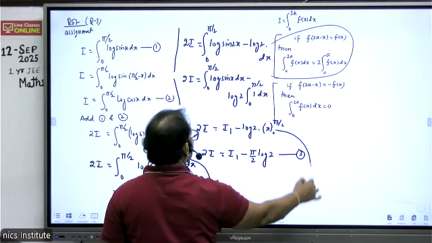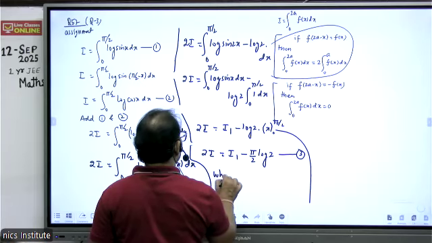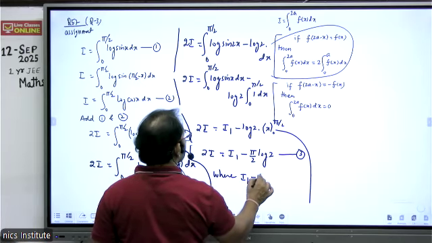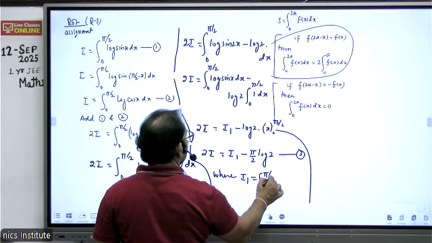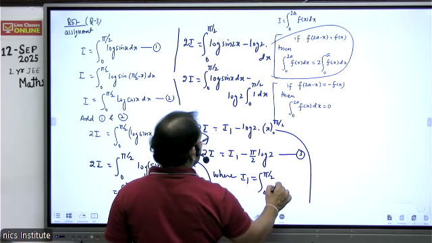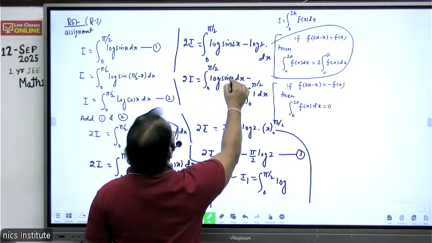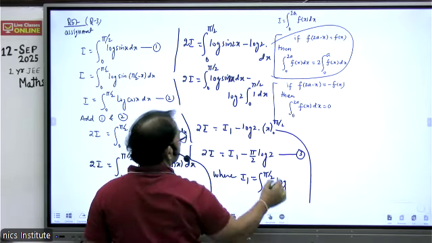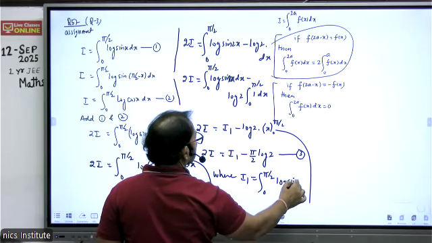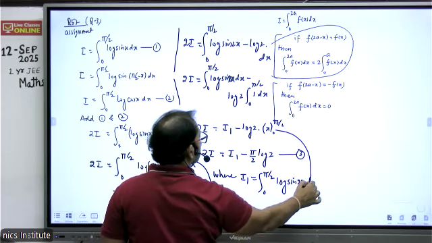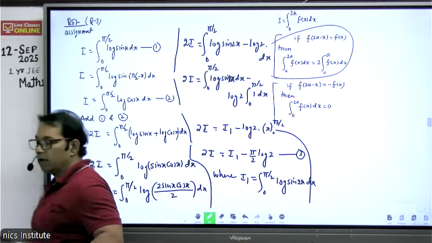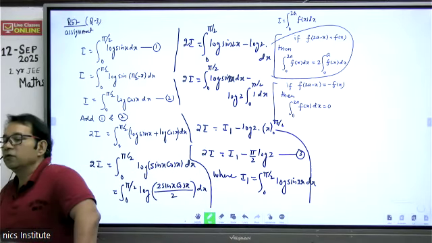Equation 3, where I1 is the integral from 0 to pi by 2 of log sin 2x. This is sin 2x. Just have a look at this. Till now, are all the steps clear to you?